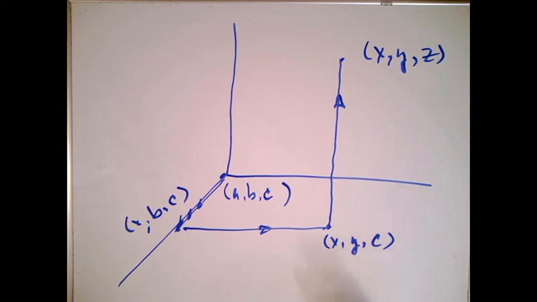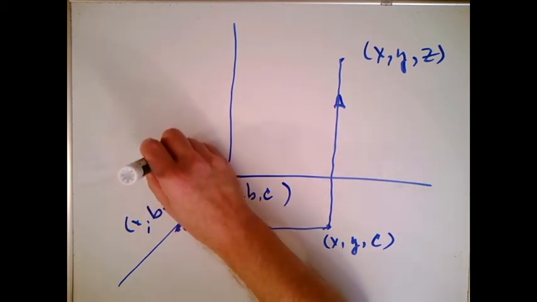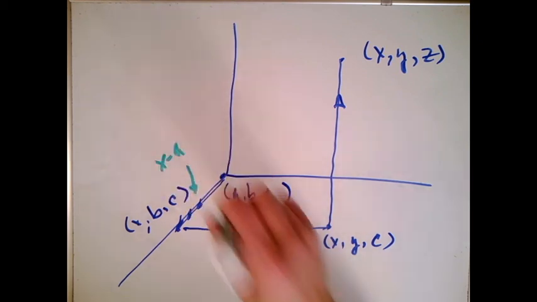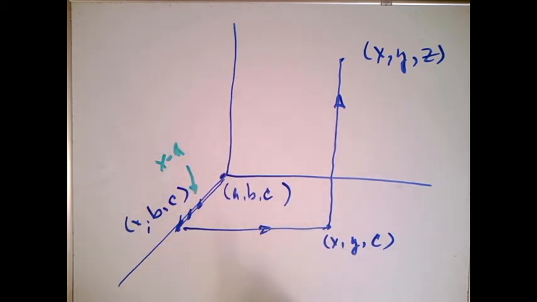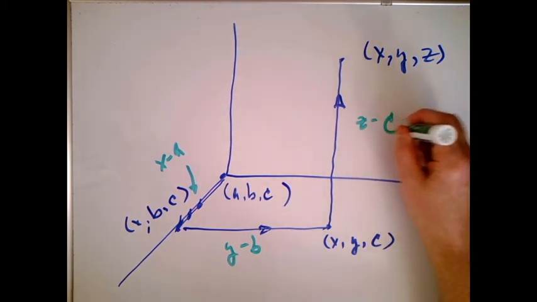That's enough so that we can label how long each side is. This is just a nice horizontal change, so the length of this side right here is just x minus a. This one right here, the only thing that's changing is y, so the distance here is just the difference between the two y-coordinates. And the only thing that's changing from here is the height, so the length of this is just z minus c.